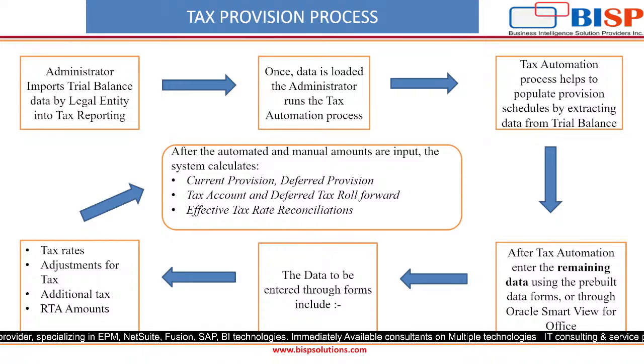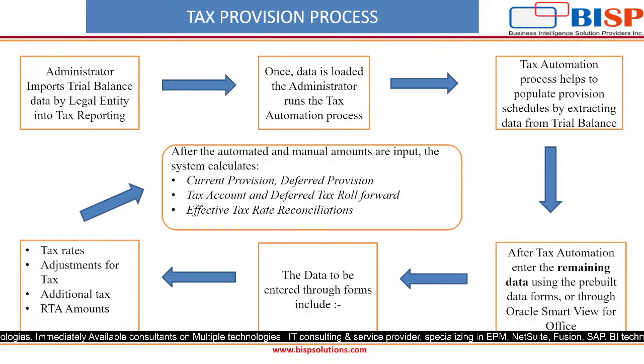Now the same is explained in detail in this slide. So basically the loading of data has to be done by the administrator. The administrator will import the trial balance data legal entity wise. So each and every legal entity which is present in the hierarchy of an organization will have its individual data loaded by the administrator into the TRCS. And once the data is loaded, the administrator will run the tax automation process by inputting the various rules and tax rates and adjustments as well.